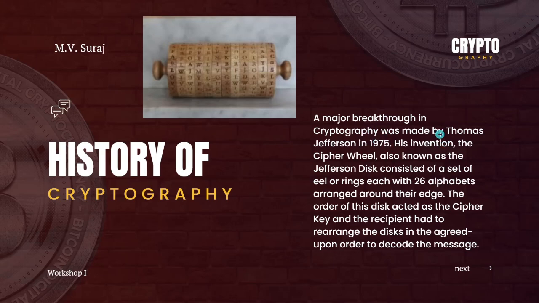Another major breakthrough in cryptography was made by Thomas Jefferson in 1795. His invention was the cipher wheel, also known as the Jefferson disk. In this wheel, you would have lots of rings, and it would basically act like a bit lock. Each wheel has 26 letters, and if you match it precisely as it was when they made it, then you would be able to decrypt the message, or maybe open some space in that wheel and get the paper from it.